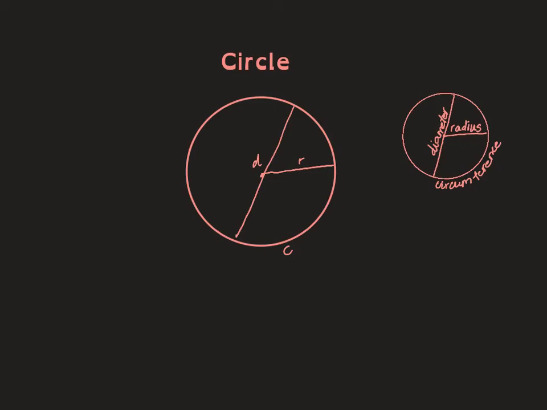The formulas that we're going to use for circles are the area of a circle is equal to pi times the radius squared. In symbols, A is equal to pi r squared.